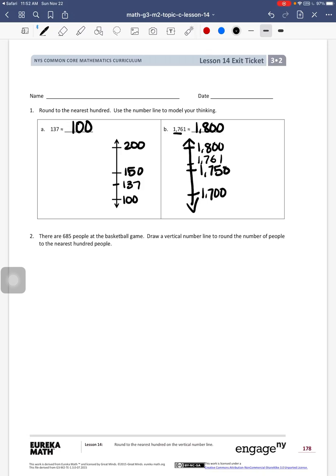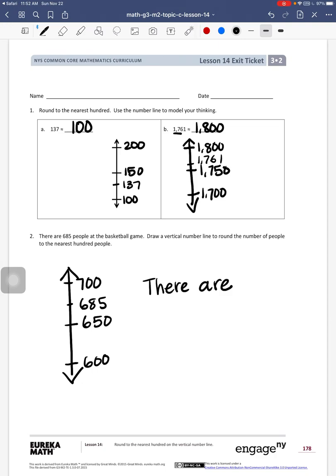There are 685 people at the basketball game. Draw a vertical number line to round the number of people to the nearest 100. All right, so 685. Our first number is 6, so we're going to say 600. And 100 more is 700. And the middle number is what? Right, 650. So let's plot. Where do we think 685 will be on our number line? That's right. So where do we round 685 to? That's right, 700.